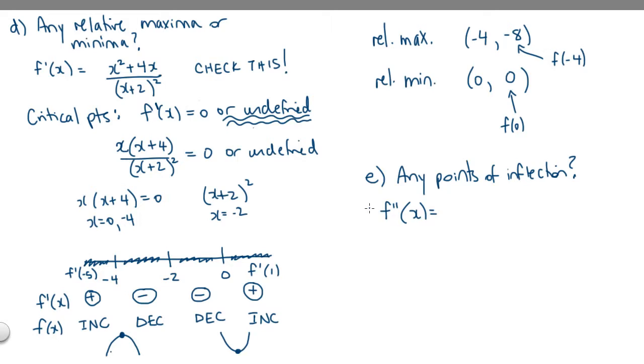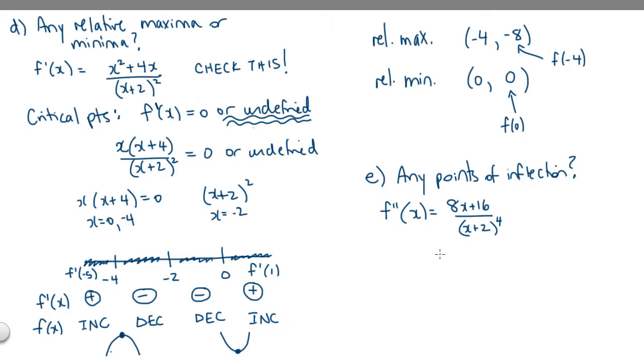So f double prime of x, if we apply the quotient rule again from our first derivative, we will get a second derivative of 8x plus 16 over (x plus 2) to the fourth. So that's what you would get after a little bit of simplifying and using the quotient rule.